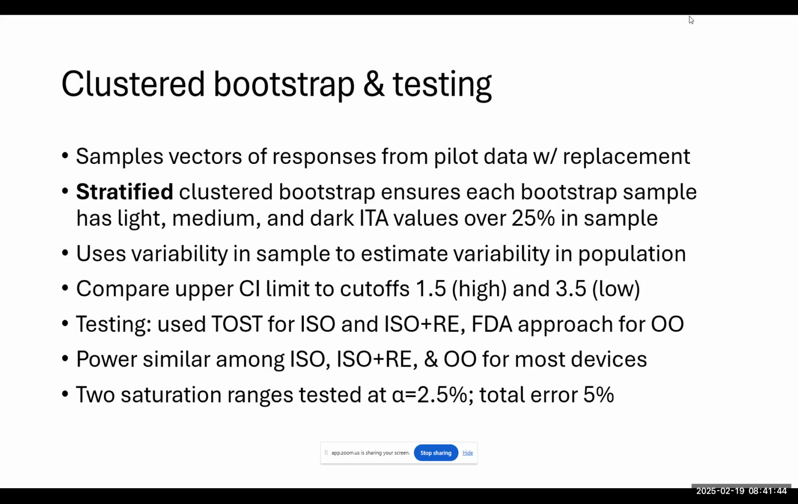And the clustered bootstrap, we've seen it before in ISO meetings. It just uses the variability in the sample to estimate the variability in the population. They're a little bit hamstrung. You can't really tweak anything. You basically have to have pilot data and assume that your population is going to continue to follow the pilot data. One of the things we will be looking at is doing more of what Danny did, and other people, which is the simulation, so we can tweak some things in terms of the ITA distribution. ISO doesn't really have, we use cutoffs 1 and 1.5 and 3.5 per FDA instead of 2 and 4.